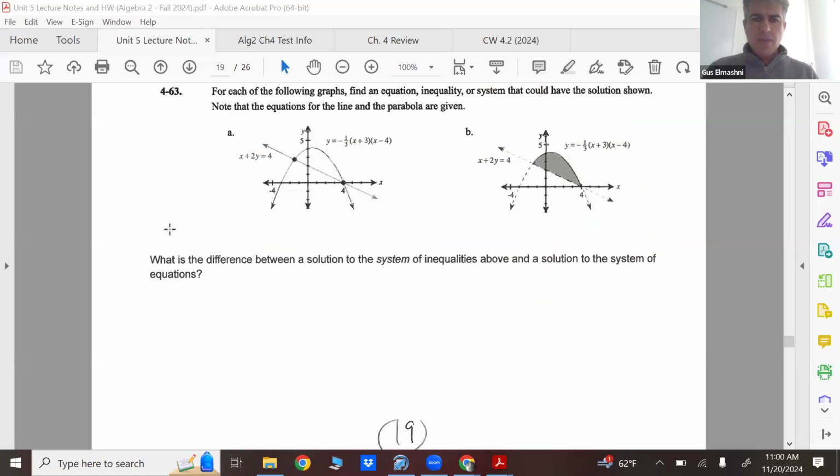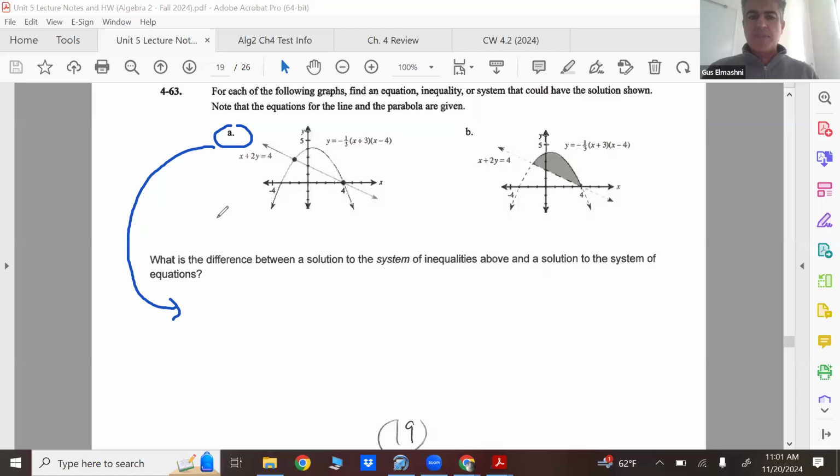Hold on. Find the equation in the quadratic system that could have the solution shown. Actually, I don't know what they want us to do. I'm a little confused. I think it's just to state the solutions. I think that's what they want. Yeah. Well, let me work out part A. It seems a little strange to me.